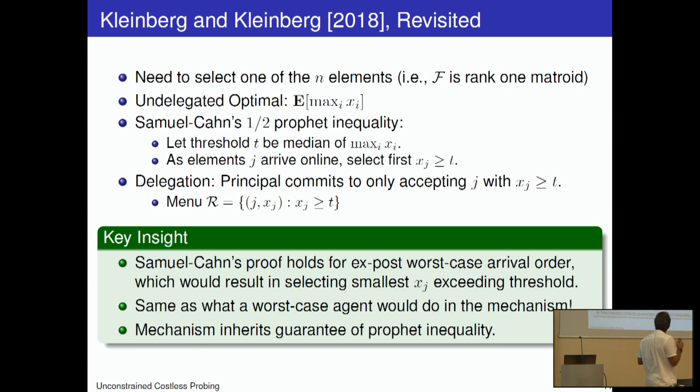If you think about it for a moment, that's the same thing that a worst-case agent would do in the corresponding delegation setting. This agent has opposite preferences to the principal. They have this menu they're constrained to, and they would pick the worst principal-acceptable solution. Therefore, you would inherit the guarantee of the prophet inequality in this setting. Any questions on this? That's one way to view the result of Kleinberg and Kleinberg. That's the way we view it, and that's the way it generalizes.